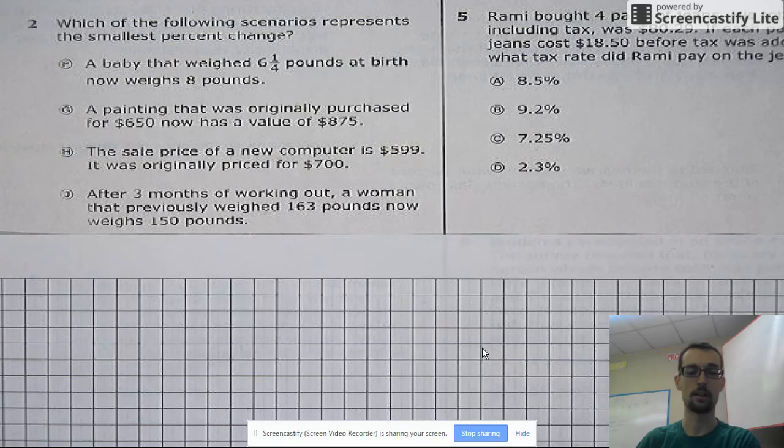Now, okay, it's easy to see what the smallest change is. That'd be the F. The baby only gains a pound, 3/4. But we want the smallest percent change. We have to take into account the number that it started out with.